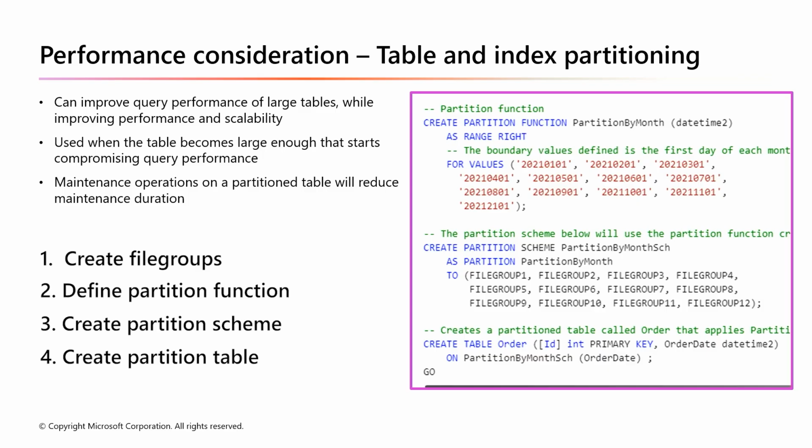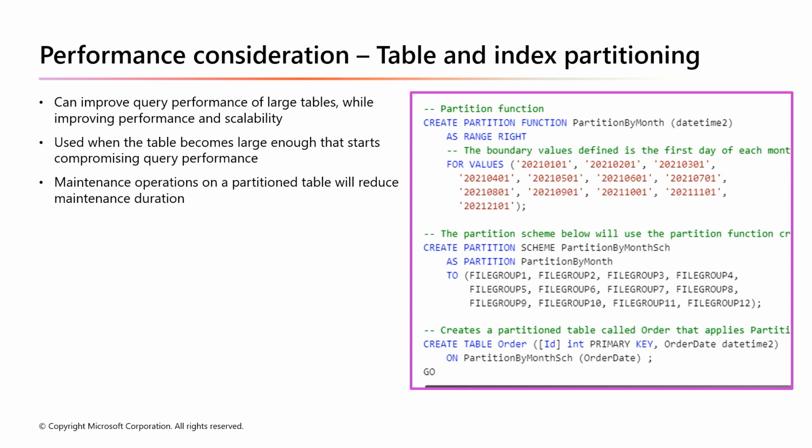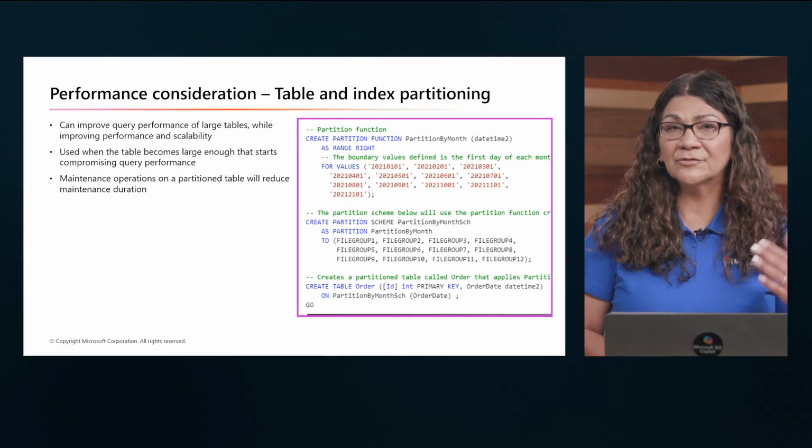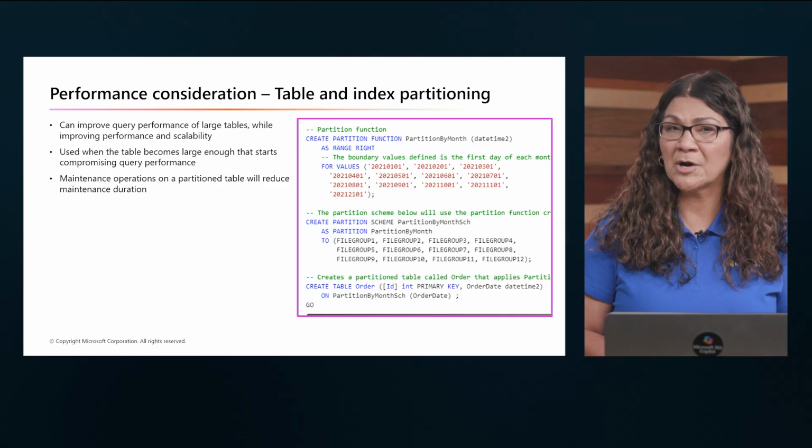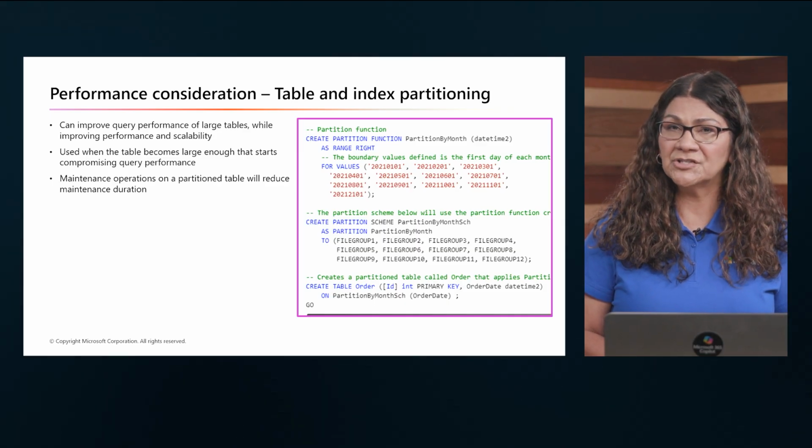For example, you might partition data by month across different file groups, allowing SQL Server to store and query each month's data separately. This setup is ideal for scenarios like reporting or archiving, where targeting specific partitions will help improve performance and simplify maintenance. The example shown here demonstrates how to partition a SQL Server table by month for the year 2021 using a partition function and a partition scheme.